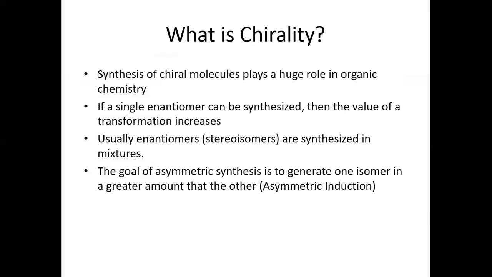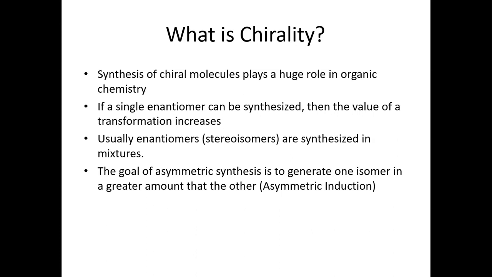So the goal of asymmetric catalysis is single enantiomer synthesis, right? You take two achiral species, react them together, and get one enantiomer, either all R or all S. That's always the goal, but you normally end up with a mixture, either of enantiomers or of diastereomers. The goal is always to generate one isomer in a higher amount than the other. So you want to favor one enantiomer or one diastereomer over the other, and that's what we call asymmetric induction, right?